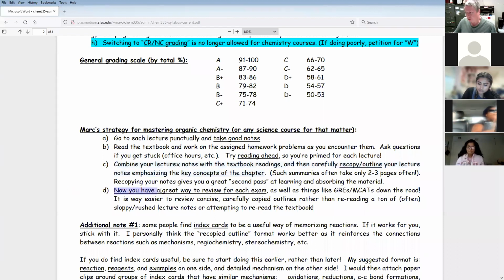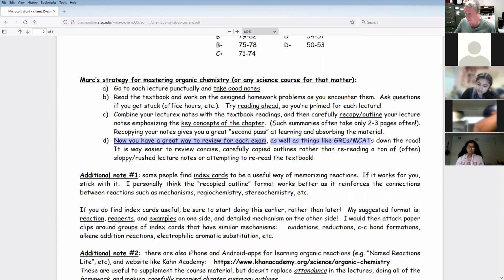If you do this recopying of your notes, your notes will look nicer, and when you have to study for GREs and MCATs and things, it'll be better and easier to study and look back at your notes. Having horrible scribbled-down notes isn't that useful, but recopied notes are really good.